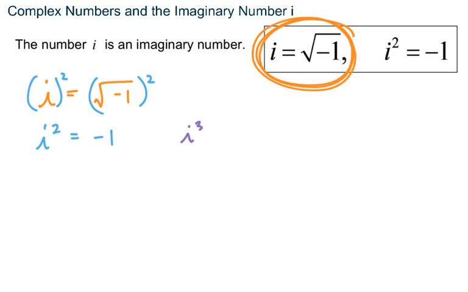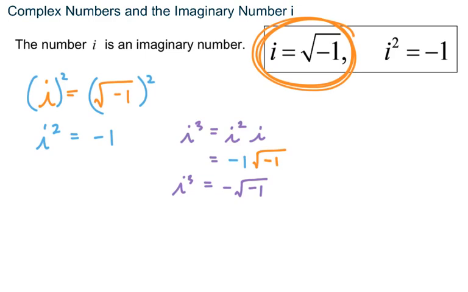Well, I cubed could be written as I squared times I. And as we've just stated here, we know that I squared is going to equal -1, and I is defined as the square root of -1. That means that I cubed is negative the square root of -1.